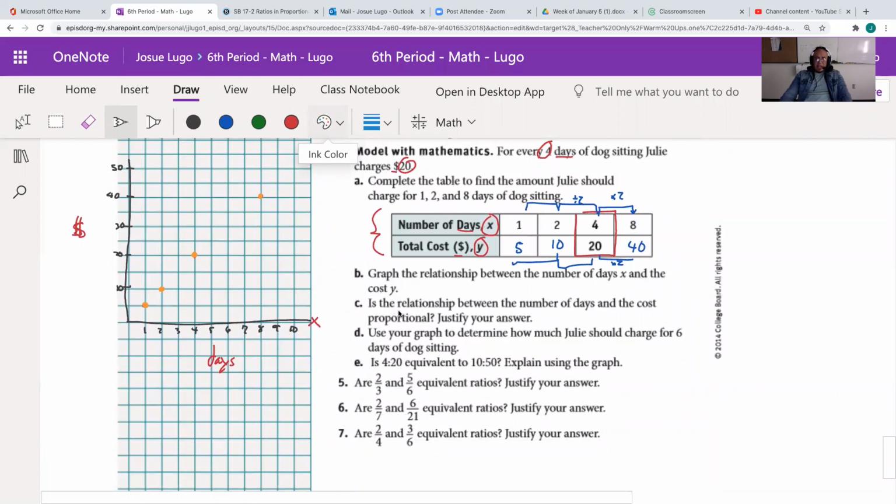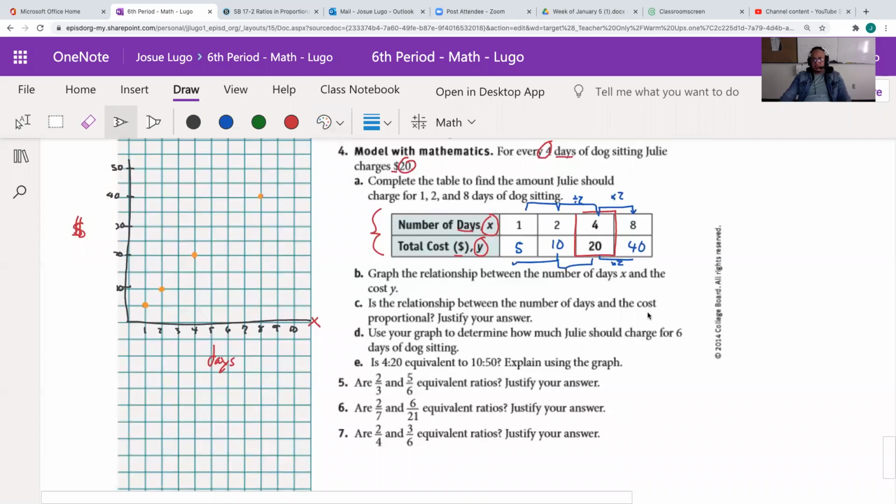And C asks, is the relationship between the number of days and cost proportional? Yes, it is, because all of these ratios are equivalent, so it is proportional. And not only that, but when we graphed it, we had a straight line that crosses at the origin. So it is proportional. That's not on Schoology, but that is just for you to know. All right, D, use your graph to determine how much Julie should charge for 6 days of dog sitting.